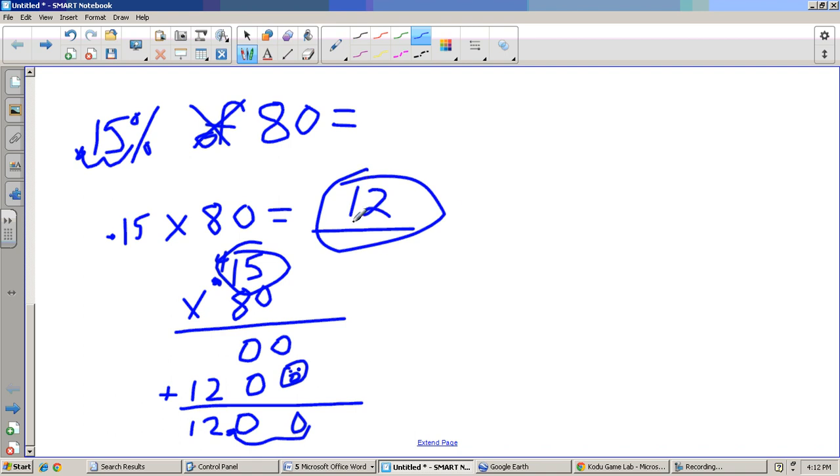Those are my steps to find the percent of a number. Good luck on your homework tonight, and I'll see you tomorrow in class.